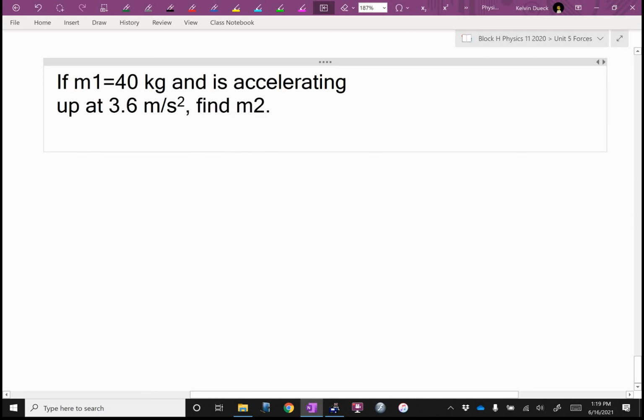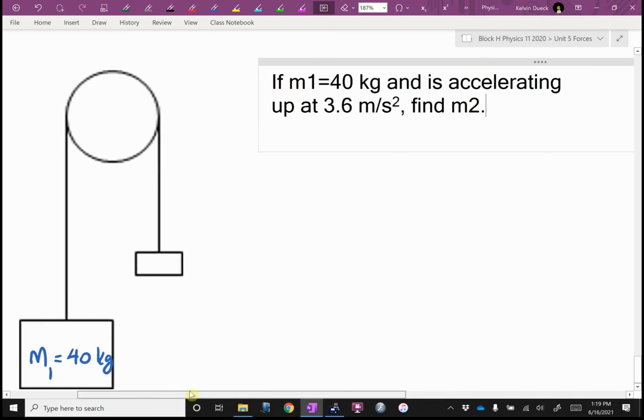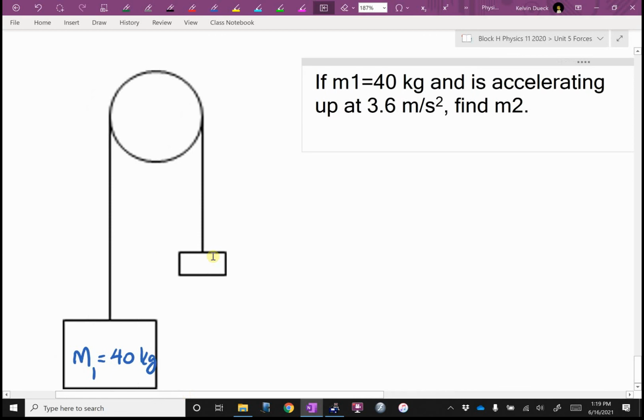Find M2. Let's get it all on one screen. Did it fit? Hey, it did. Oh, and I guess I should clue in that's M2. By the way, free body diagram, first of all. What are the forces acting on M1? Get the obvious one.